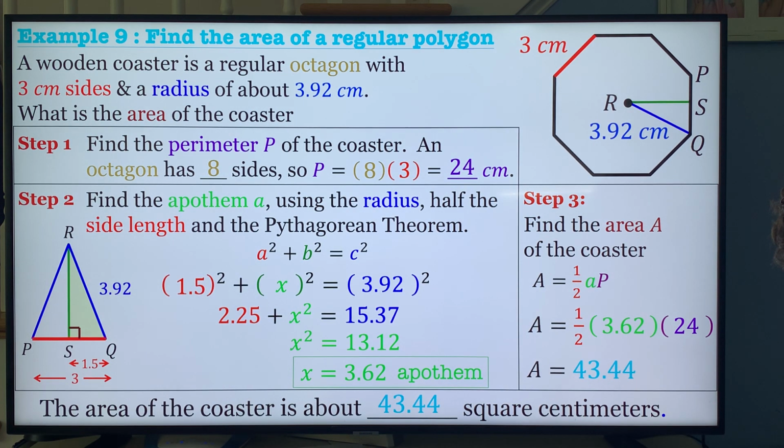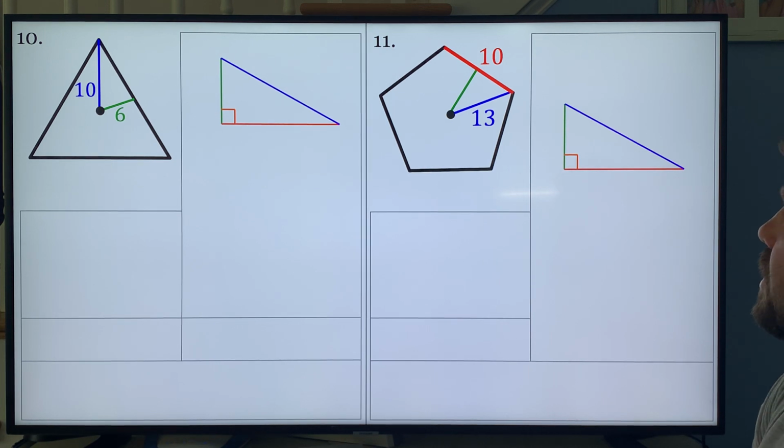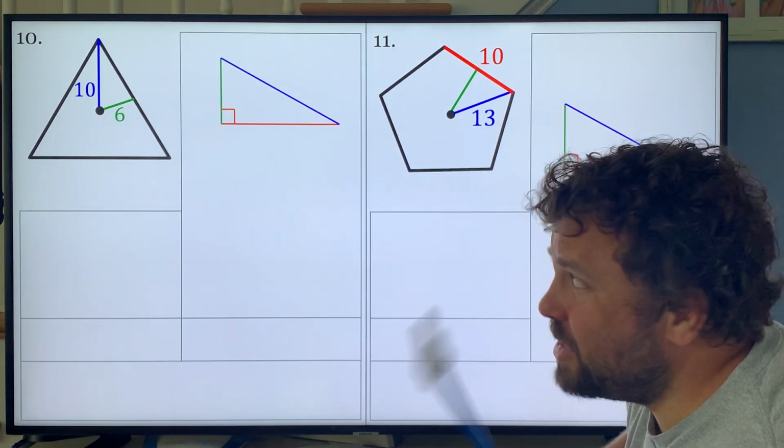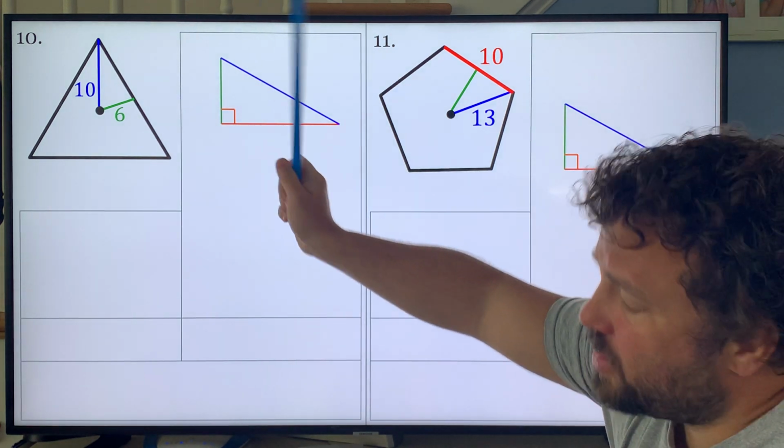Let's do a couple of these, and then we'll be good. Now I put the right triangles up here just to guide you guys. So problem number 10 is different than the one we just did. Now what are these green and blue things you're given?